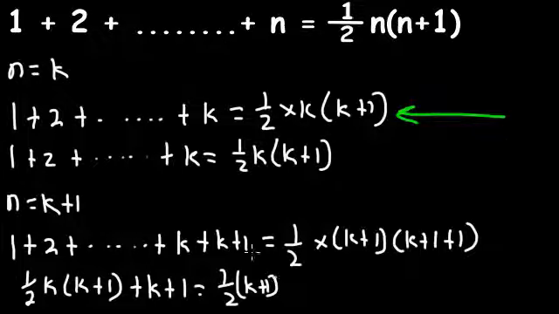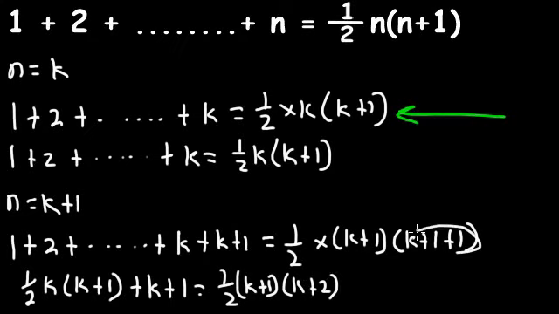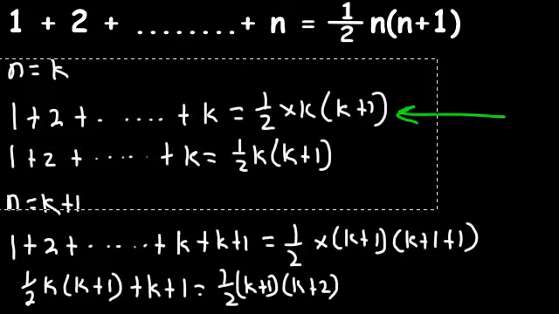equals 1 over 2 times k plus 1, then times k plus 2. So I've added these two ones. Okay, perfect. So now let's try to do some algebra.